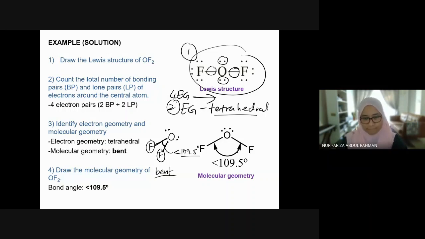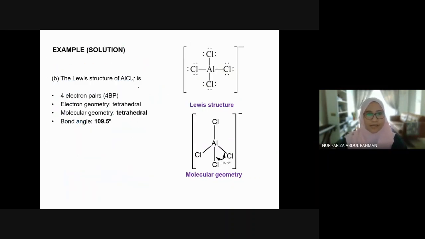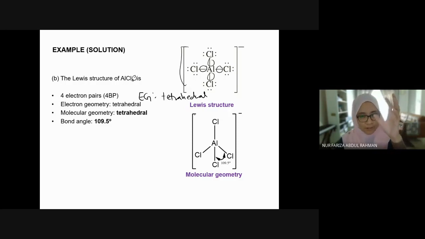Done. Okay, the same with AlCl4, this is minus, so there should be a bracket and charge there. Okay, so draw the Lewis structure, and then determine the electron group and the electron geometry. To determine the electron geometry, we have to determine the electron group. 1, 2, 3, 4. So it is still tetrahedral. Okay, electron geometry is tetrahedral. You have to memorize, that's why I said you have to memorize all the 5 basic electron geometries.